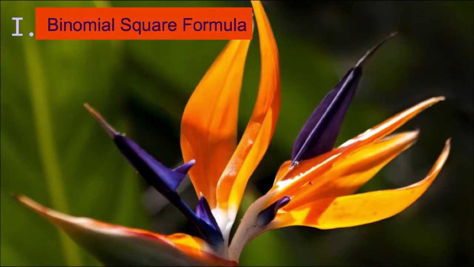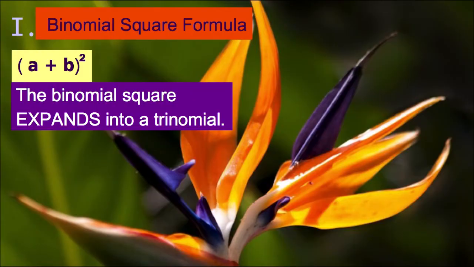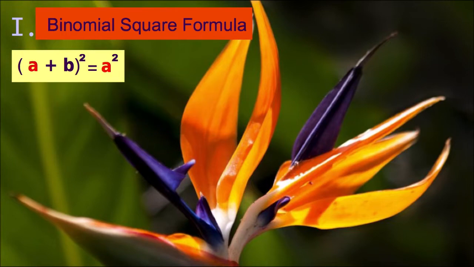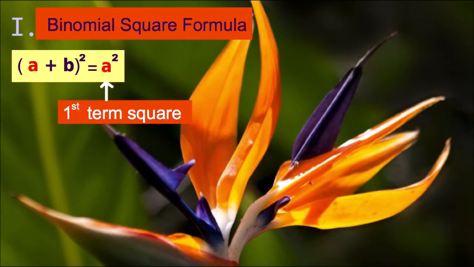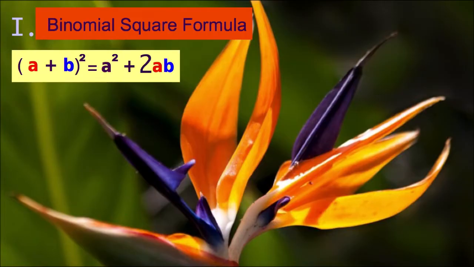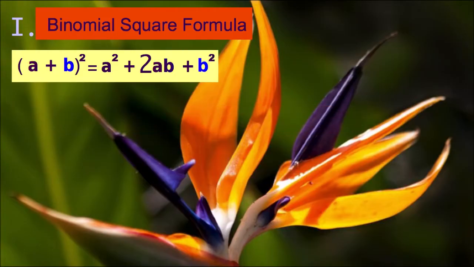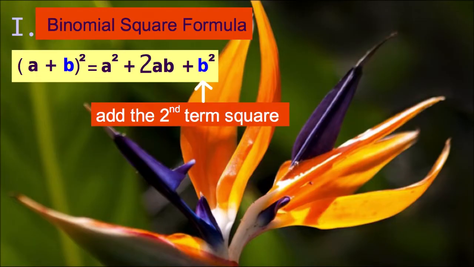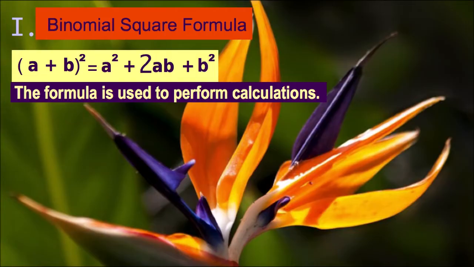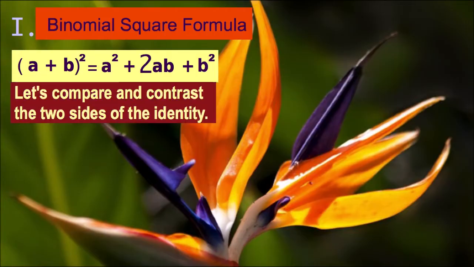1. The binomial square formula. (a + b) squared. The binomial square expands into a trinomial. So this is equal to a squared, which is the first term squared, plus 2ab, add twice the product of the two terms, plus b squared. Add the second term squared. The formula is used to perform calculations.